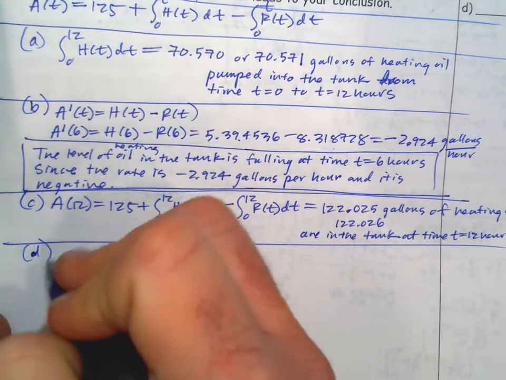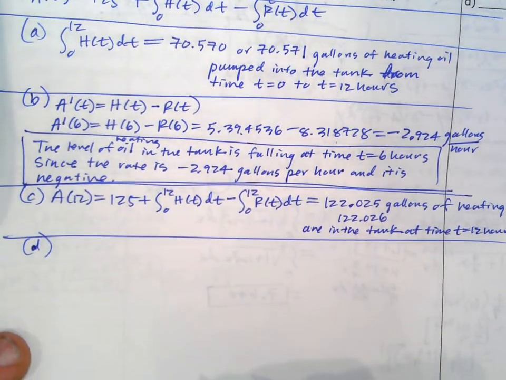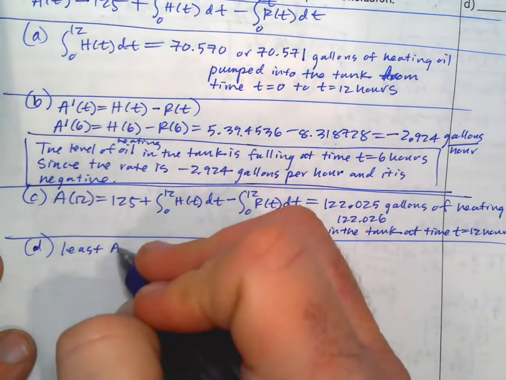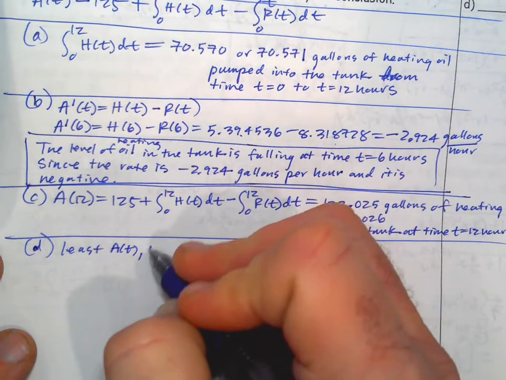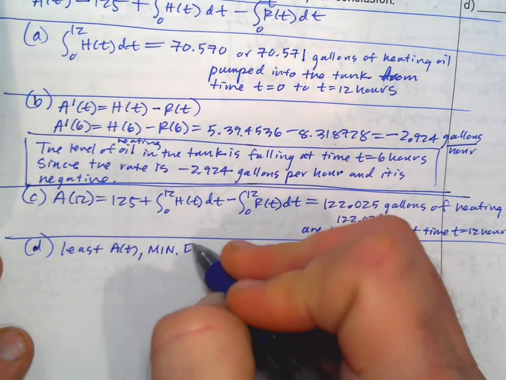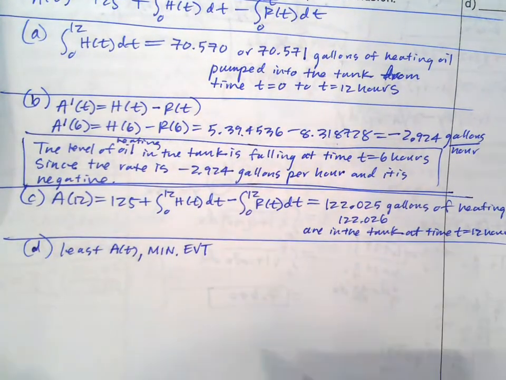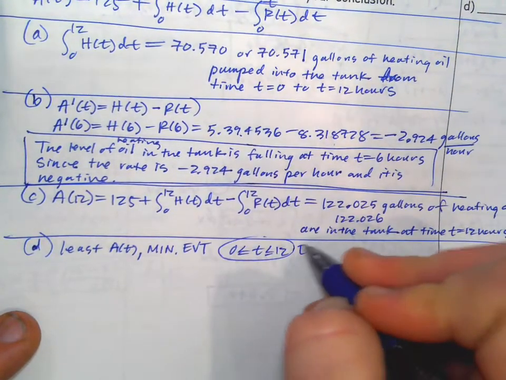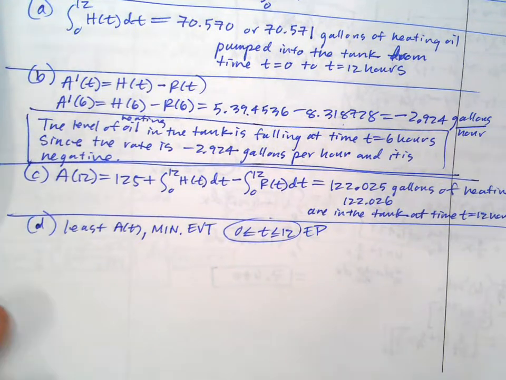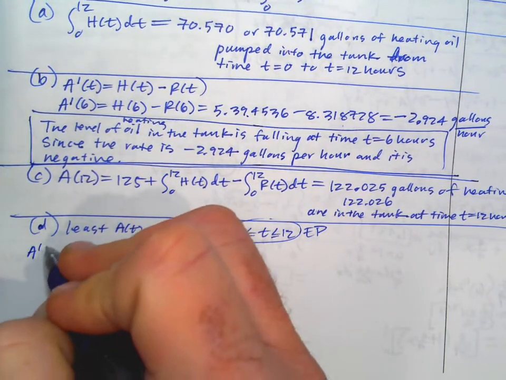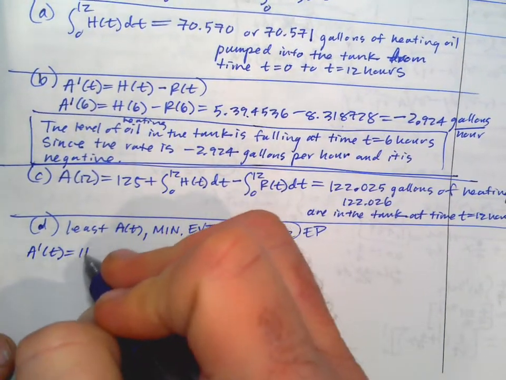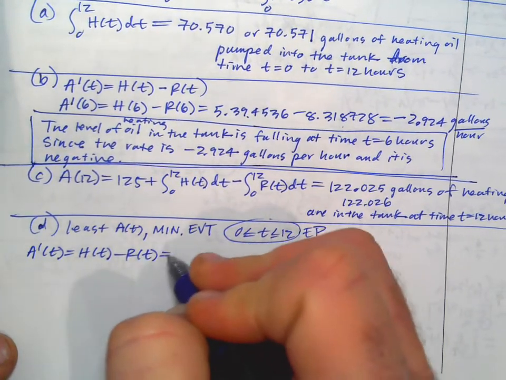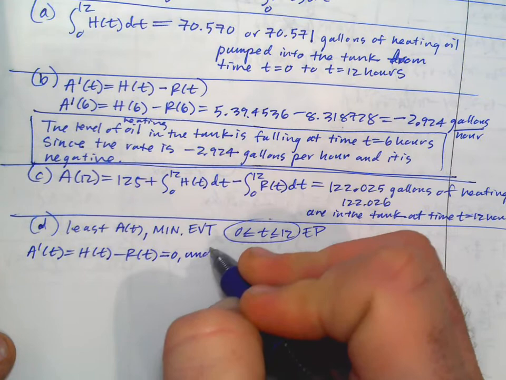D says, at what time is the volume of heating oil in the tank the least? So it looks like we're looking for least amount, which is an absolute min, which means we should do EVT. It says 0 to 12. 0 to 12 is going to be your endpoints. You need critical points, so that'd be the derivative, which is the incoming rate minus the outgoing rate, equal to 0 or undefined. This is stuff you have to write down to get full credit.